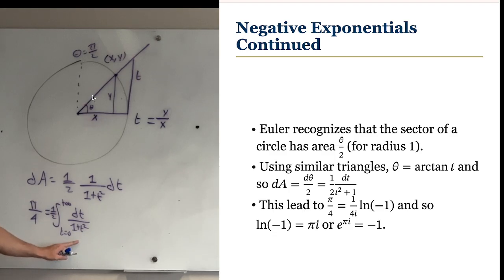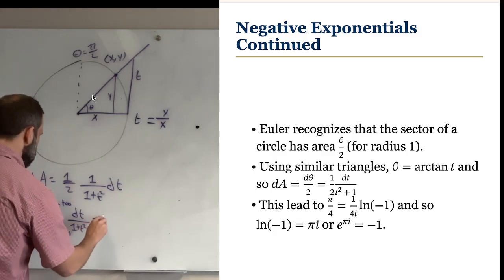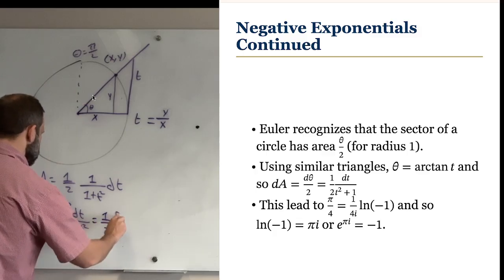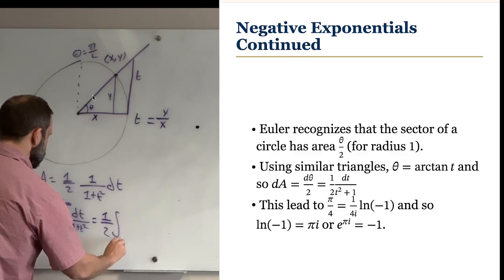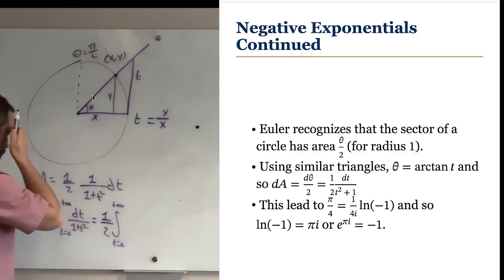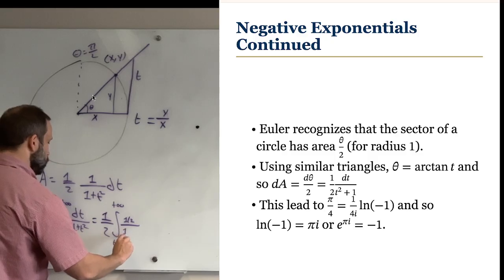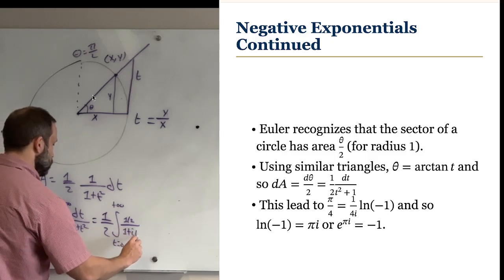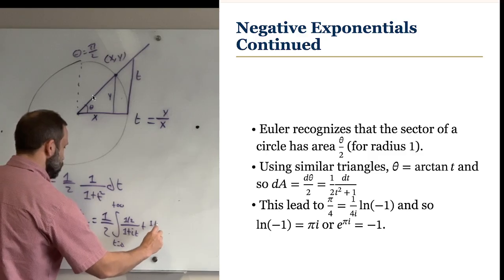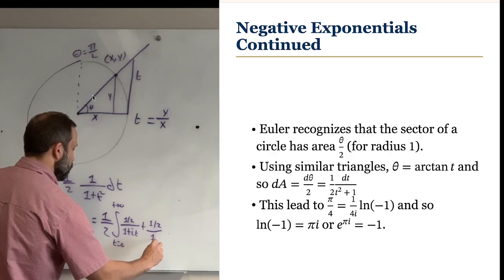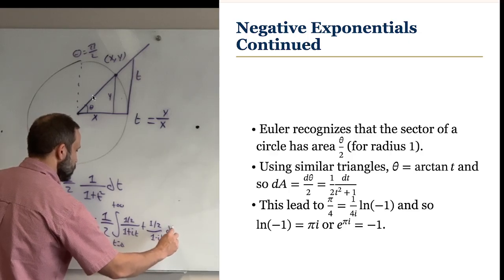Typically, we wouldn't do partial fractions because this is irreducible. We do this as a combination of arctan and logs if we have an irreducible thing in the denominator, but Euler says let's do a partial fraction decomposition. So we're going to have t equals 0 to infinity, 1/2 over 1 plus it plus 1/2 over 1 minus it dt.